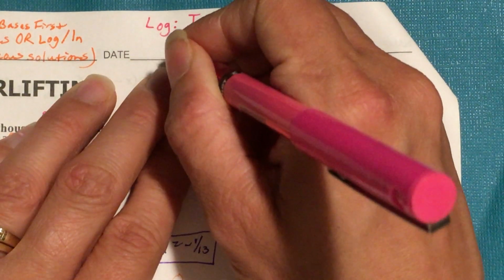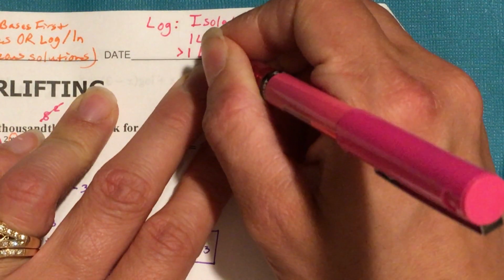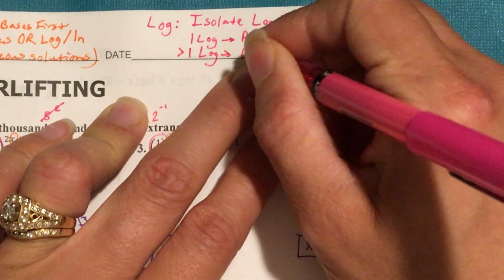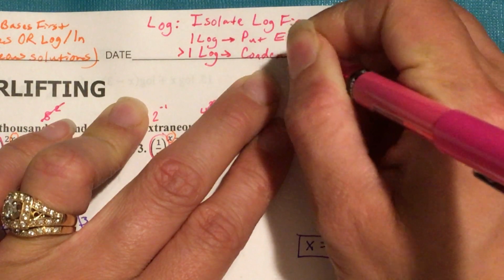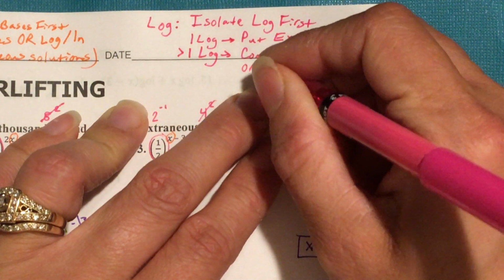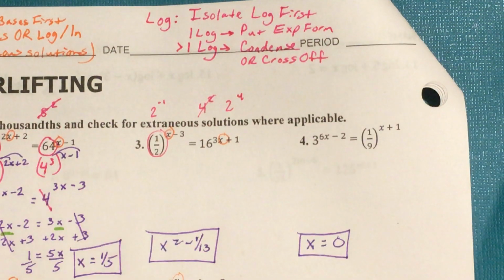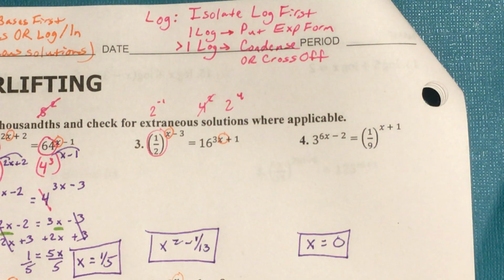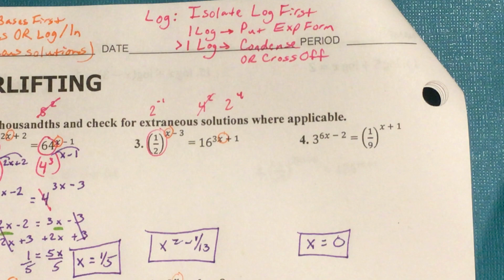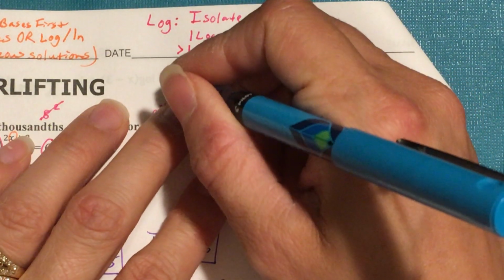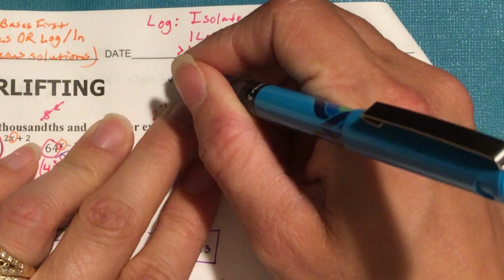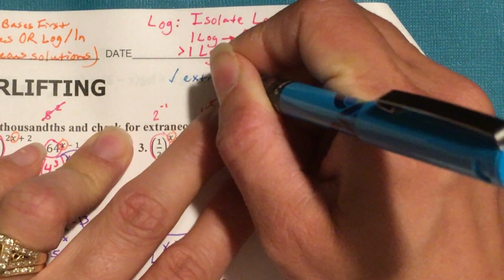Now, if we have more than one log, then you are going to either condense or cross off, depending on where those logs are located in the equation and if we have extra stuff. So we have a few more steps when we are solving logs, and the number of logs kind of indicates how we are going to be solving. Another extra piece of solving logarithmic equations is we're going to have to check for extraneous solutions.